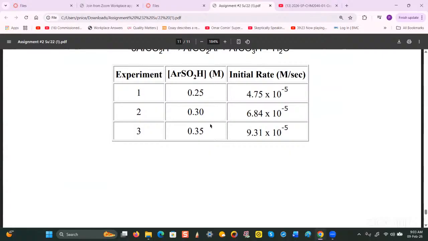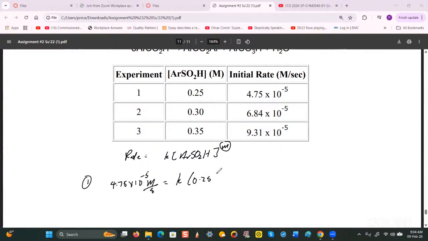So basically, this is what you're going to do. You're going to compare these two first, and I'm going to write down a general rate law first. The general rate law would be rate is equal to K times the concentration of ArSO2H raised to the M, right? M would be the order, K would be the rate constant, right? The idea is to find M, right? So for experiment 1, what I'm going to do is plug these numbers into this equation. I'm going to end up with 4.75 times 10 to the minus 5 M per S is equal to K times 0.25 raised to the M.